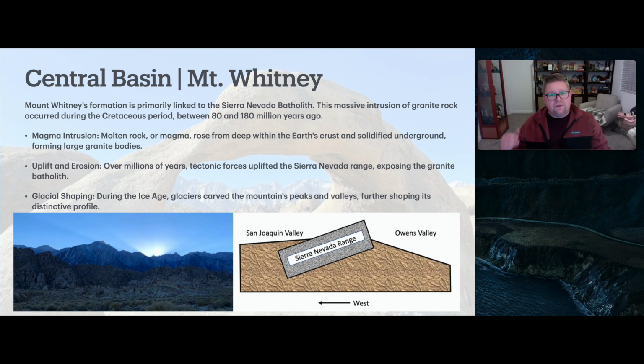So we have this word intrusion. Intrusion means like when someone's talking and someone cuts you off. They're intruding on your conversation. Rock has the same ability, especially when it's in molten form. It's able to wiggle its way through the pre-existing rock and fill that gap. So it says here, magma intrusion. Molten rock or magma will rise deep from within the Earth's crust and solidify underground, forming these large granitic bodies. Over millions of years, tectonic forces uplifted the Sierra Nevada range, exposing the granite batholith of this massive block. During the Ice Age, glaciers carved the mountain's peaks and valleys further, shaping its very distinctive profile.